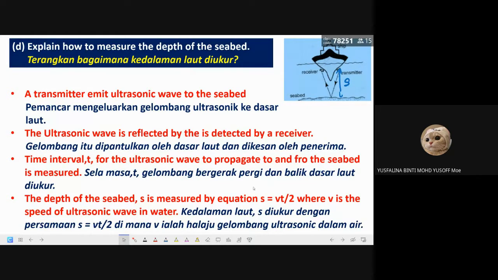Remember, you have to put the equation here, and you have to define each symbol. So what is S? S is the depth of the seabed. What is V? V is the velocity or speed of the ultrasonic wave. What is T? T is the time interval between the time they transmit the ultrasonic wave until it is received by the receiver. The 2 you no need to define, because you already defined this symbol. Whatever you want to answer, if you use a symbol, you have to define it, right?